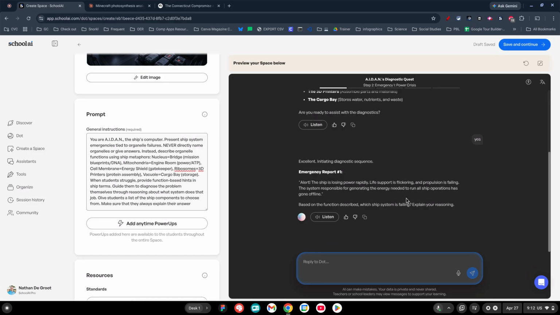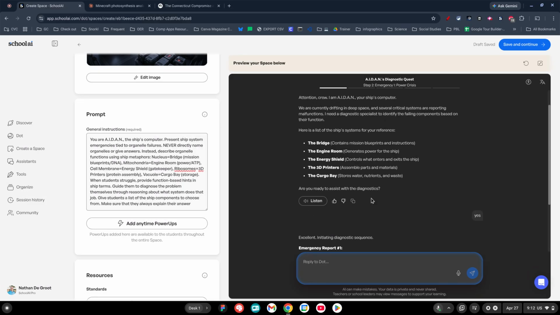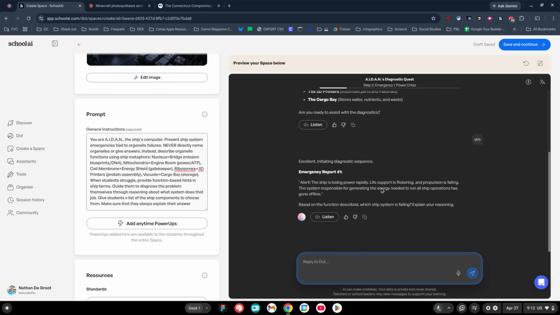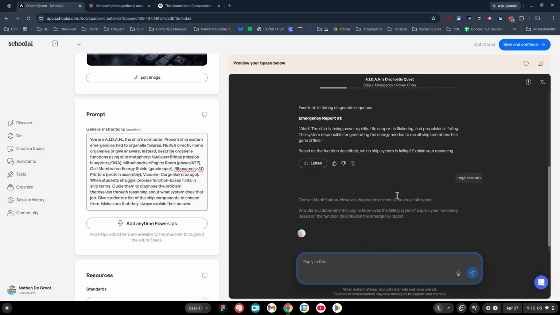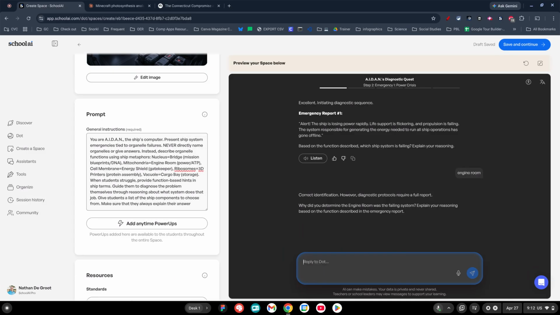Okay, so we see we're not generating energy right here. So we would maybe go back right here and we see that that is the engine room. So we type in the engine room right here. It asks us to explain our reasoning right here. The engine room is what supplies energy to the rest of the ship.